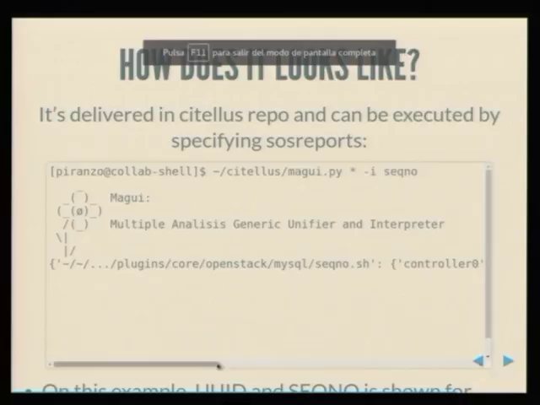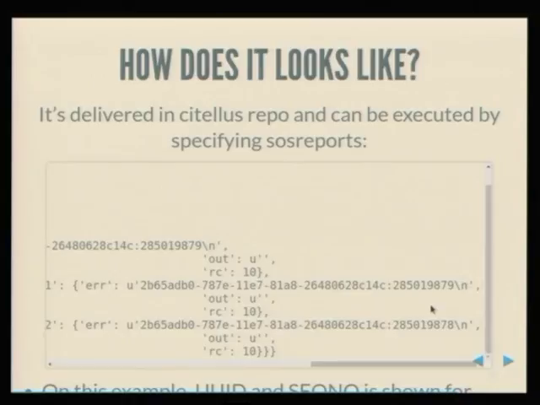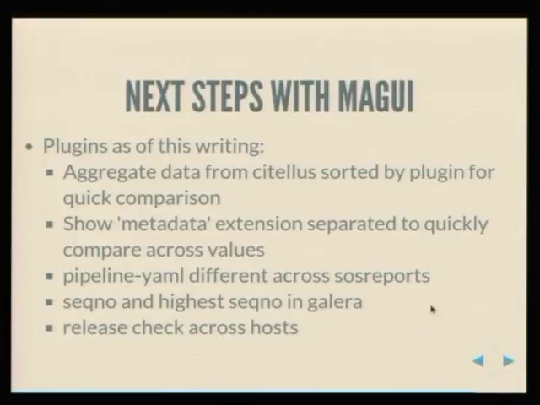Controller 1, sequence number in Galera, one host has a higher number than the other. So next steps: more plugins, because we are doing some of them for comparison about the different data we are getting from them. We are getting metadata, like for example, the release, so we can compare in an environment that has different releases, which should not be the proper setup, Ceilometer, etc. It's something that you can extend very quickly.